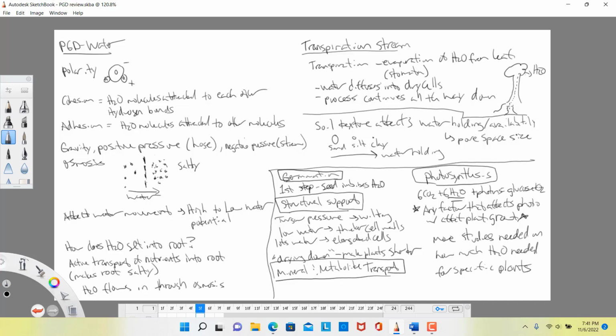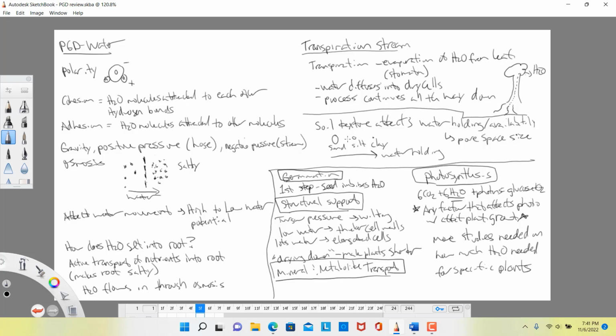Now, the availability of water in the soil is affected by soil texture. And we said our soil could be made up of different sized particles, sand being largest, silt kind of in the middle, and clay being smallest. And the size of particles is going to influence your pore space, right? The area between those particles, with bigger particles having bigger pore spaces and smaller particles having smaller pore spaces.